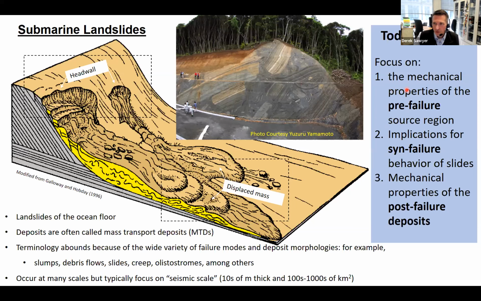I want to start with the pre-failure, the source regions, and look at the mechanical properties of the seafloor sediments in unfailed regions. Then I want to talk about the implications of those properties for how they dictate the failure, or sudden failure, behavior. If something's going to fail, it's going to be controlled in some ways by the properties that it had to begin with. And then finally, when it comes to rest and becomes a deposit on the seafloor and is incorporated into the rock record, it turns out that the mechanical properties of these deposits are also quite interesting to explore. So we'll round out by talking about the deposits. So pre, syn, and post.